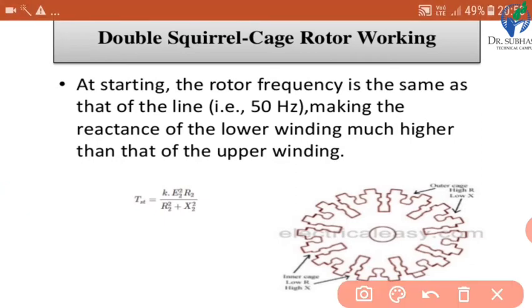Here we can see this rotor construction. At starting, the rotor frequency is the same as that of the line, it means 50 Hz, making the reactance of the lower winding much higher than that of the upper winding. So starting torque is given by T_ST equals K into E2 square into R2 upon R2 square plus X2 square. So this is the working.